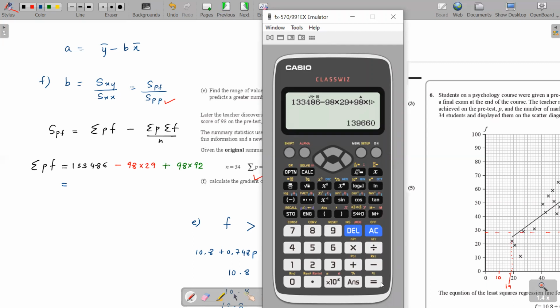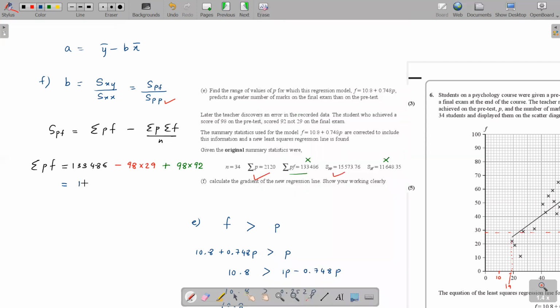So I get 139,660. This is the new sigma PF product. This is the correct one. We fixed the error that the teacher has made, and now this is the corrected PF value. We subtracted the wrong PF product and added the new, correct one. Do you get what I'm doing?